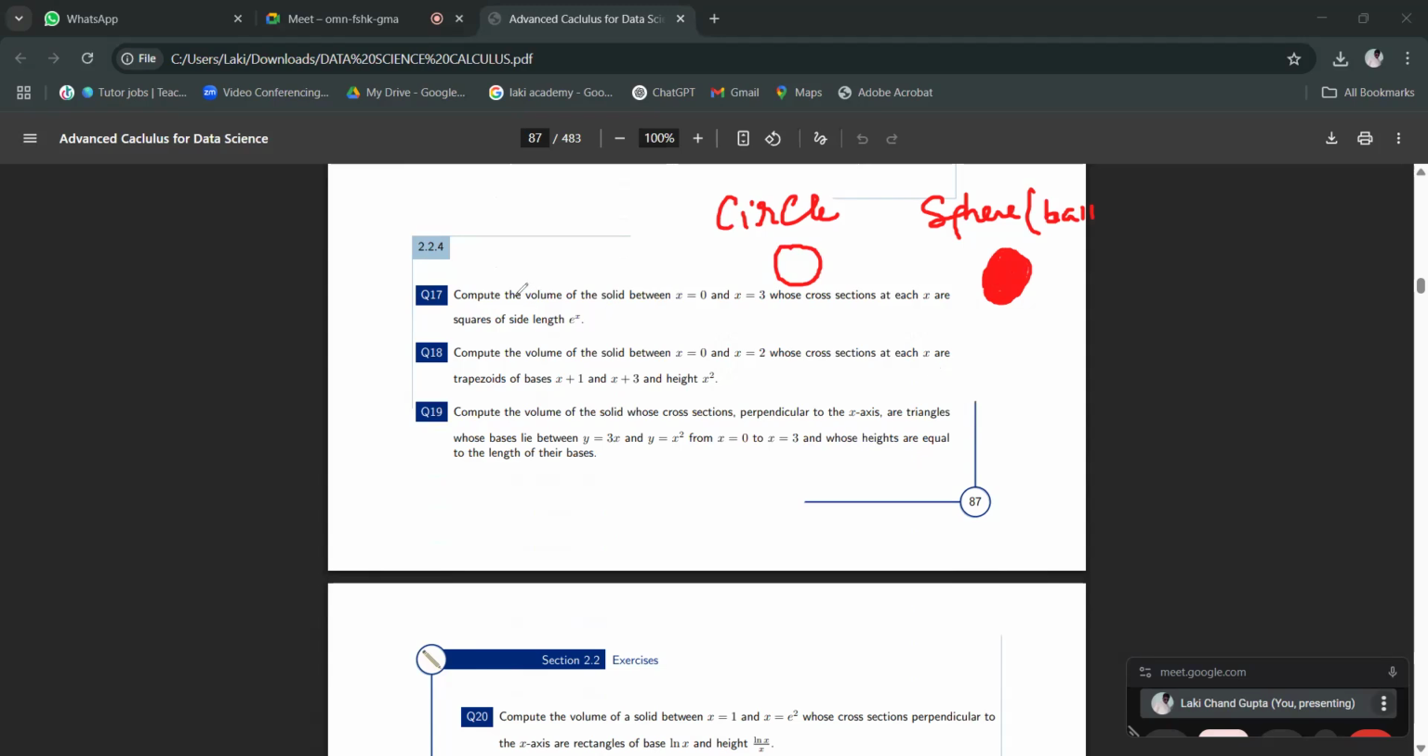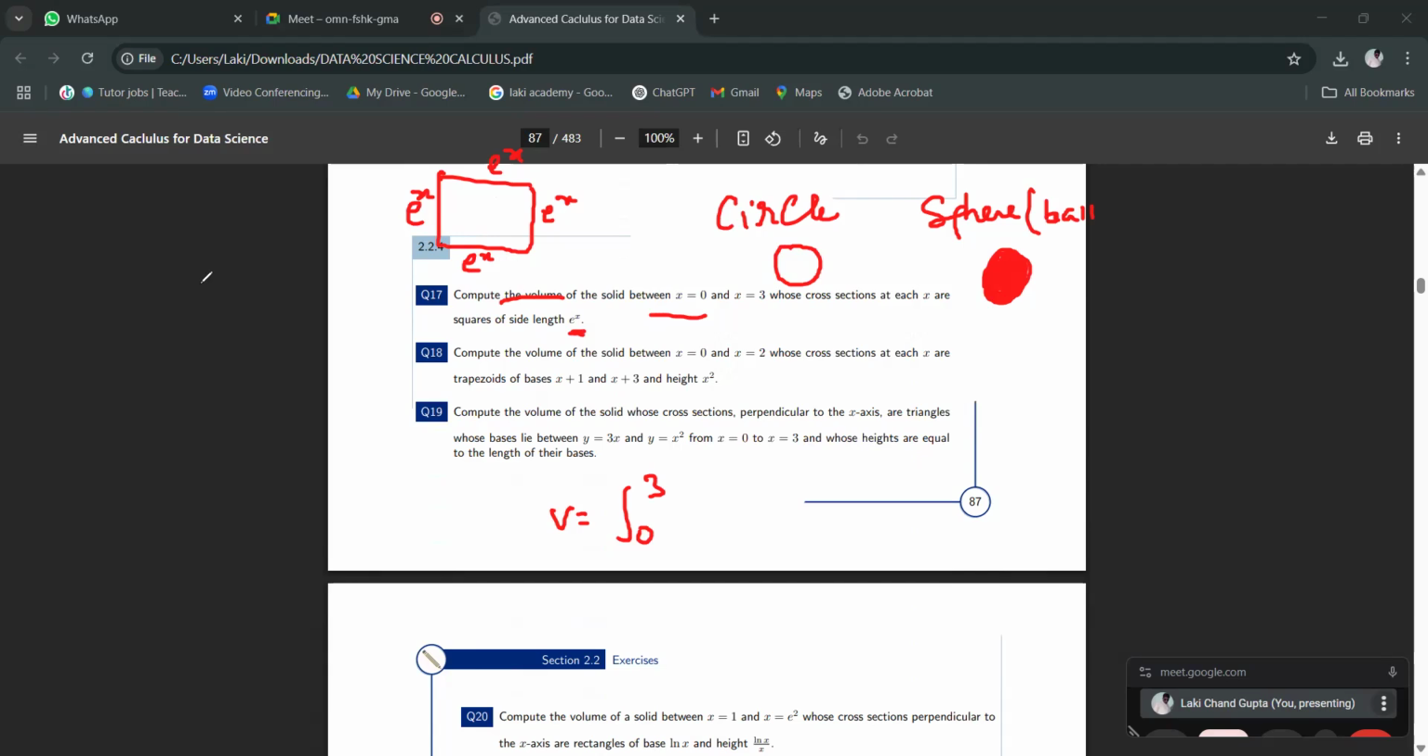Compute the volume of the solid between x equal to 0 and 3, so the cross section at each x is a square of side length e^x. Okay, there is a square whose side length is e^x, right? This is given in the question. This is the side. And you know the area of a square is what?